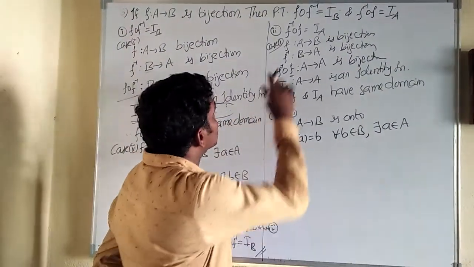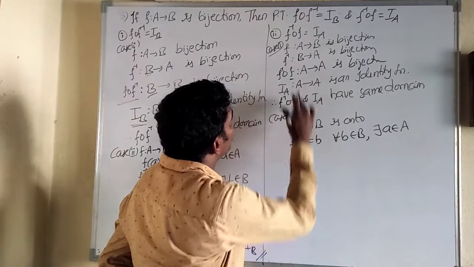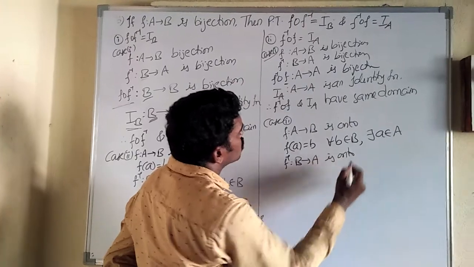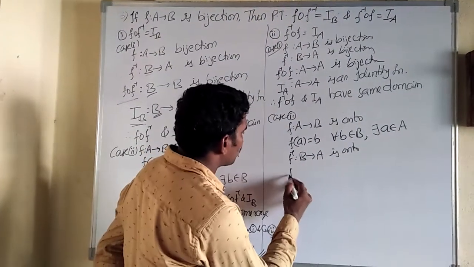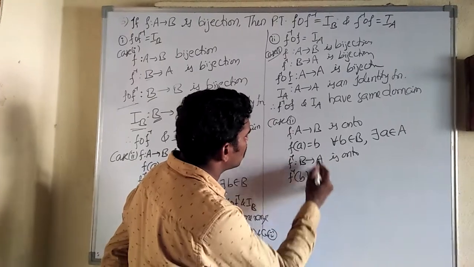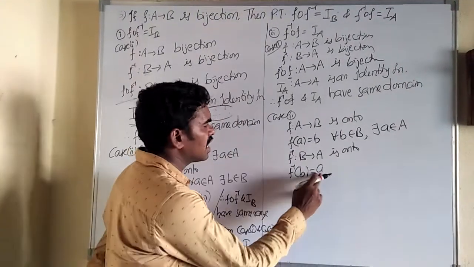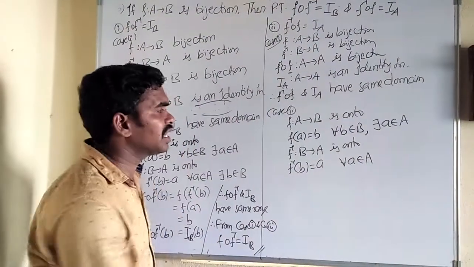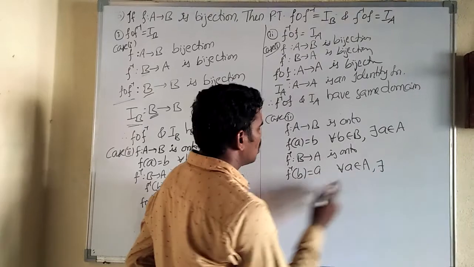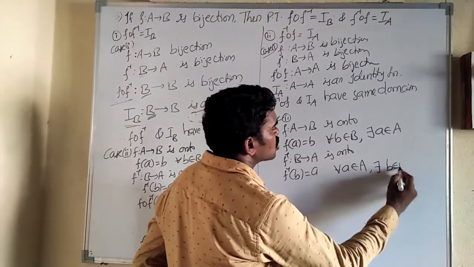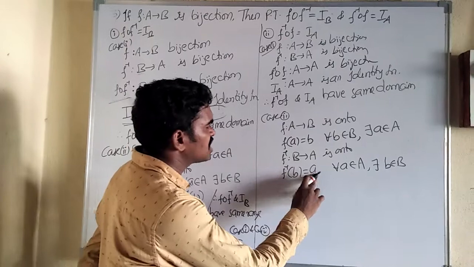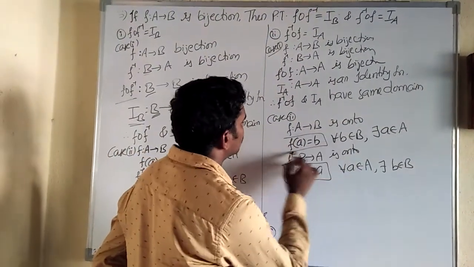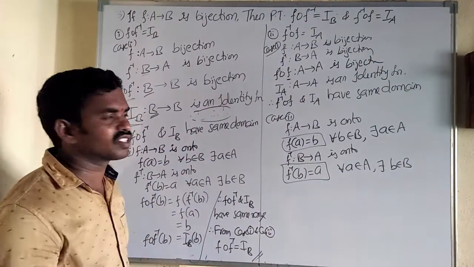Next, similarly, what is the second one? F inverse. F inverse maps from B to A, and it is onto. So what is the onto definition? Since the F inverse function is there, small b equals F of small a. What is small a? It is an element in capital A, so I am writing a belongs to A, there exists b, where b belongs to capital B. First write this, then write below this. So we got two definitions: F of a equals b, and F inverse of b equals a.